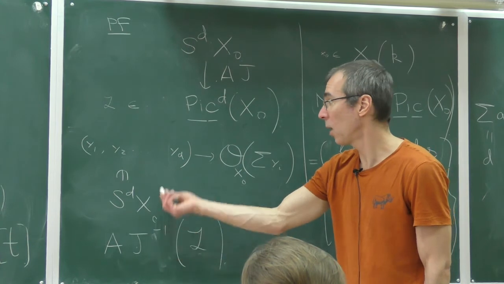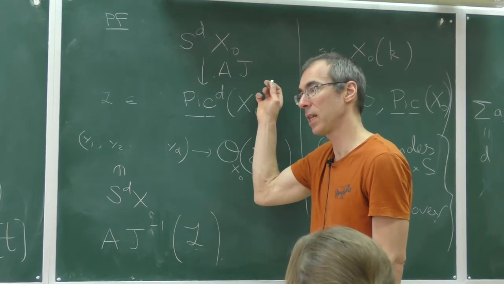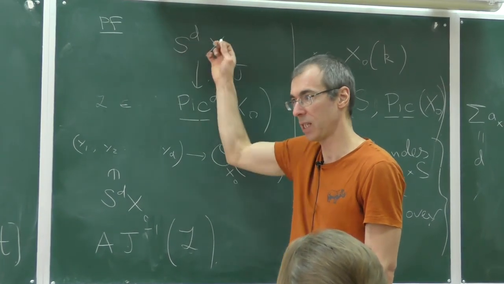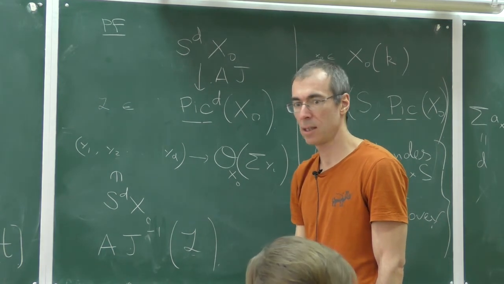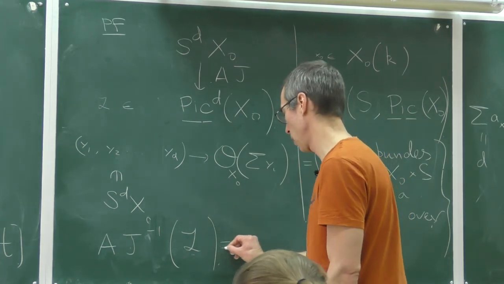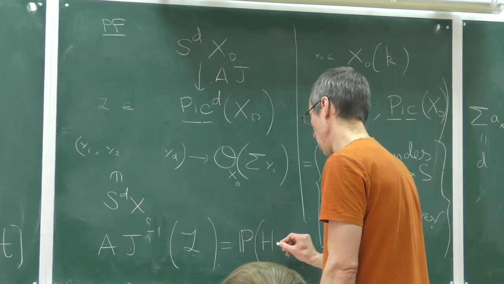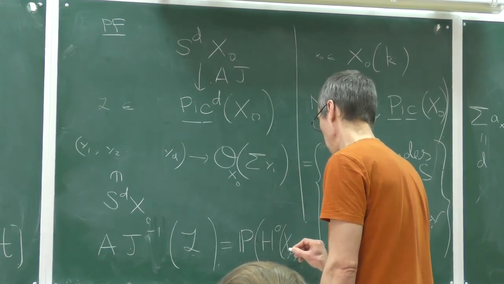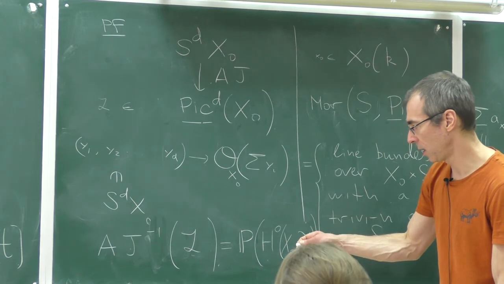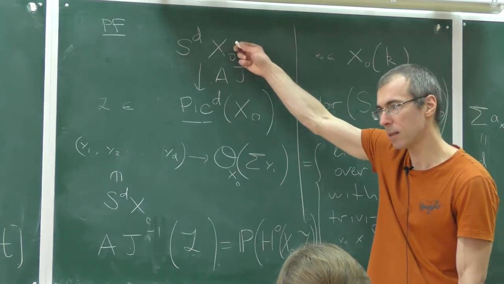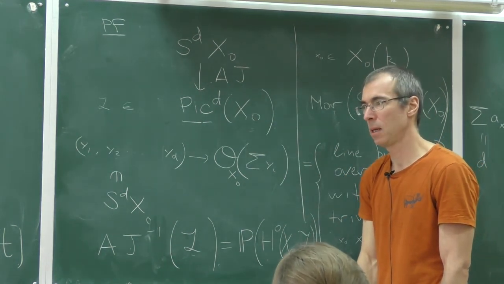I take a point, say a geometric point, L is the line bundle. So I take a geometric point of this guy, and I am asking what is the fiber of this Abel-Jacobi map over this L. Okay? Right, very good. So this is a projective space of H0 of X0, L. Because if I have any global section, I can take its divisor, think of this as an element here, and then the corresponding line bundle will be there.